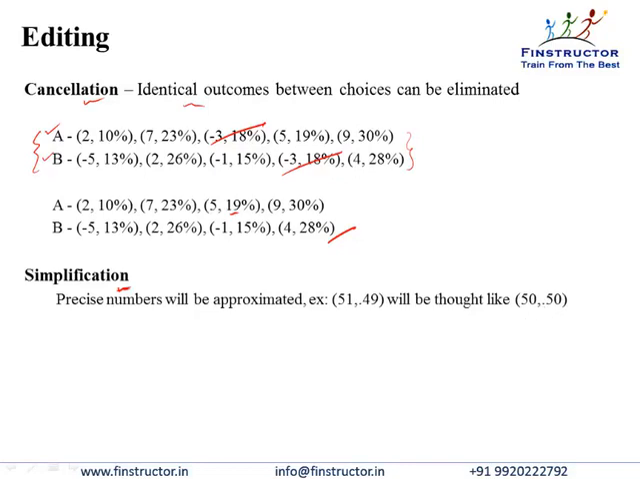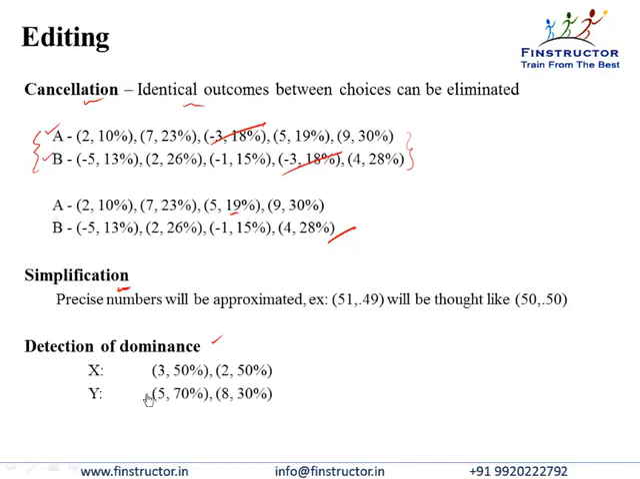The last step of the editing process detects dominance. That is, some choices I will outrightly delete. So if I have two options like X and Y, where 50% of the times X gives $3 and the other 50% of the times X gives $2. However, alternative Y 70% of the times gives $5 and 30% of the times gives $8. I don't even need to evaluate X further, because Y clearly dominates X. Even in the worst case, Y pays better than the best case of X.